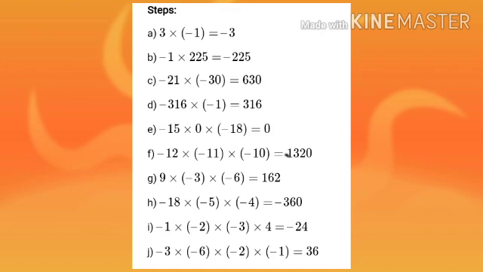First subdivision A, 3 into minus 1, which is equal to minus 3. How do we get minus 3 there? Normally we multiply. 3 into 1 is equal to 3. Then how many negative signs are represented? Only one negative sign. One means odd number. Odd means we represent the product with a negative sign. 3 into minus 1 is equal to minus 3.